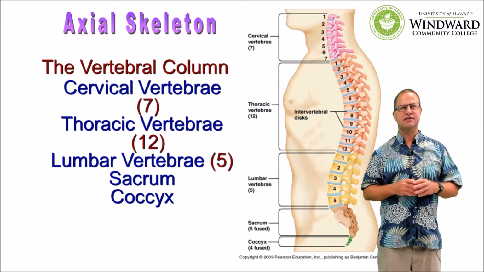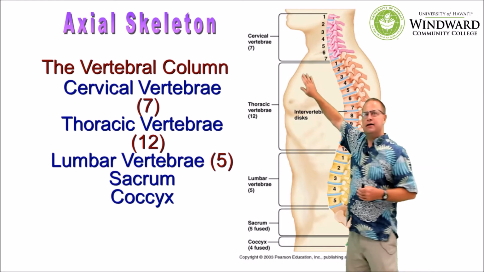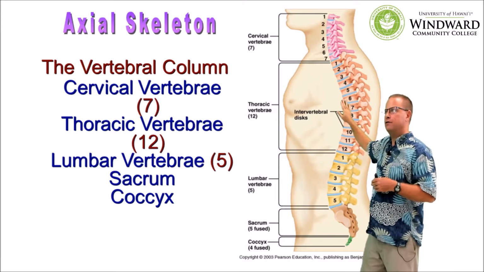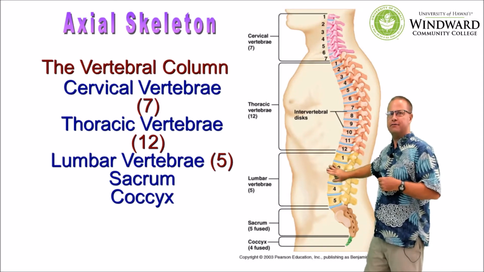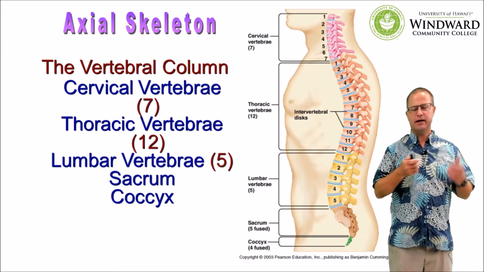Now, how do you memorize this? Well, I go by what time I eat the meals in the day. So first of all, I eat breakfast at 7 a.m., 7 cervical. I eat lunch at 12 or noon, so 12 thoracic. And finally, because I'm an old dude, I eat dinner at 5, 5 lumbar vertebrae. So that's a good way to memorize the different number of vertebrae in the body.